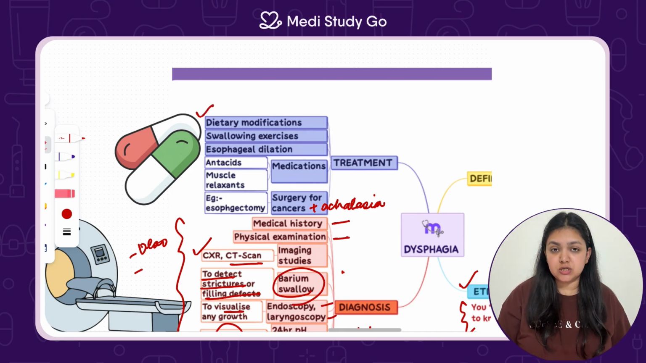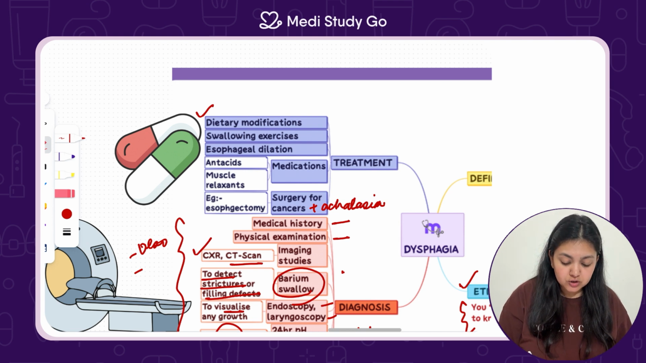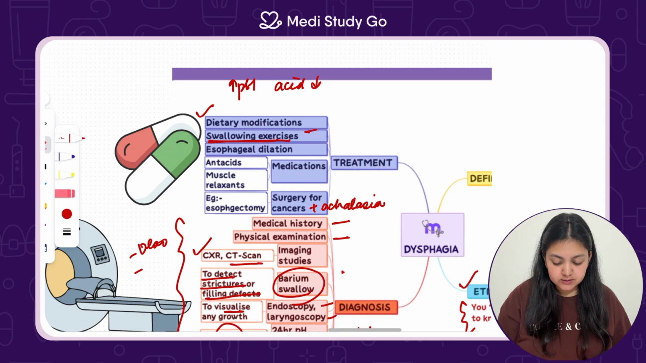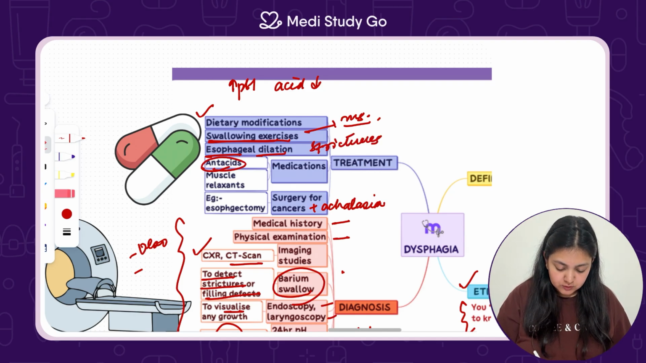Suppose the patient has GERD, so you need to put the patient on a high pH diet where acidic content shall be decreased and GERD will be reduced, so dysphagia will not happen. Next, the patient can need swallowing exercises in cases of any muscular problems and the neuromuscular system being involved. You might need esophageal dilation in cases of strictures. Then you need antacids again in the case of GERD, because that can cause dysphagia.